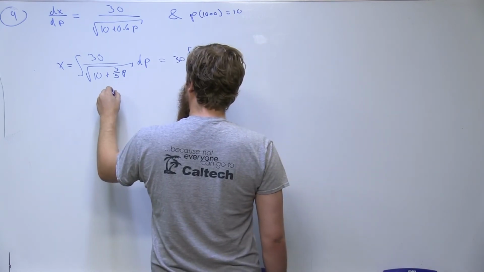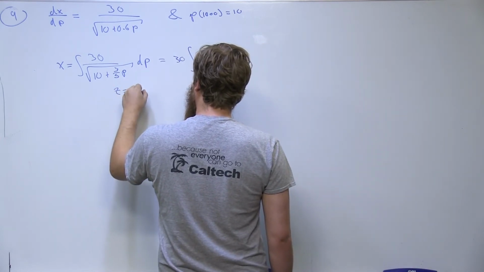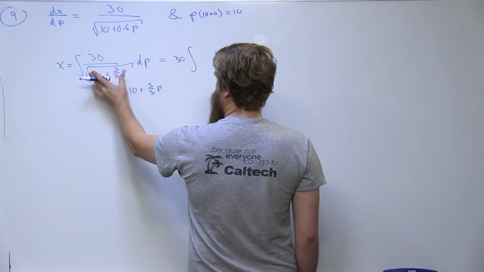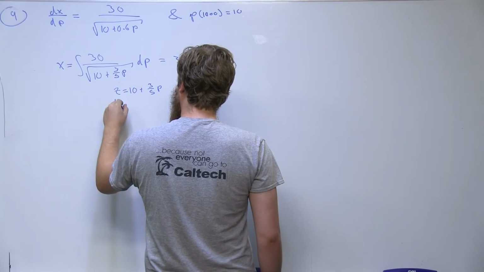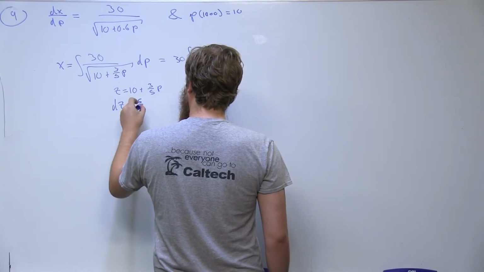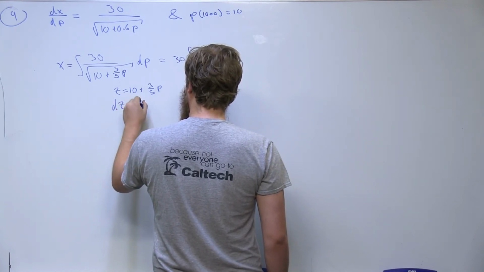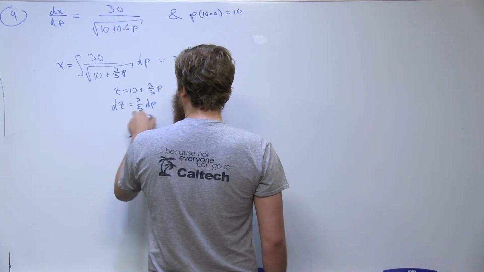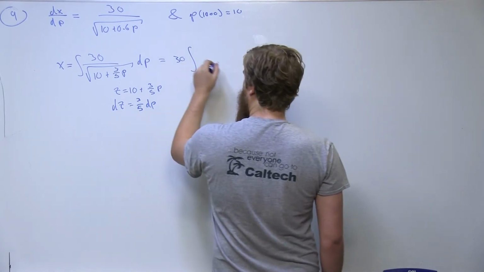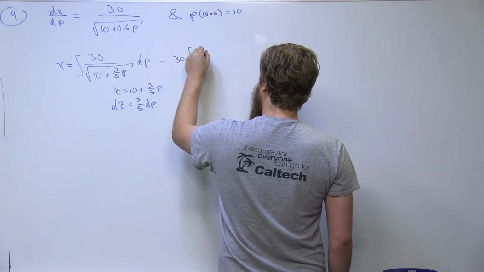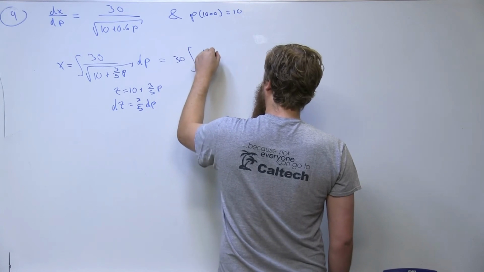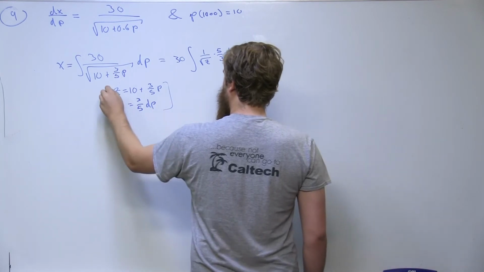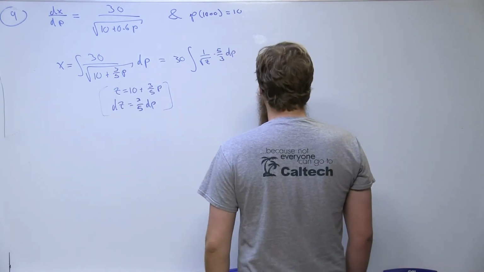The substitution we want to make in this case is z equals 10 plus 3/5 p. So the stuff underneath that square root, because if that were just one thing, this would be easy. If we do that, then dz is equal to 3/5 dp. And so dp is equal to 5/3 dz. So I'll have my 30 out front. I've got 1 over the square root of z, 5/3 dz. Okay, so here's my substitution. We didn't have to change any limits of integration because this is an indefinite integral.